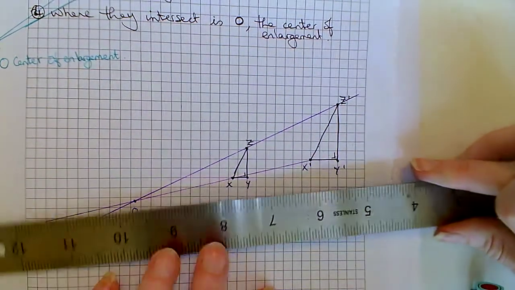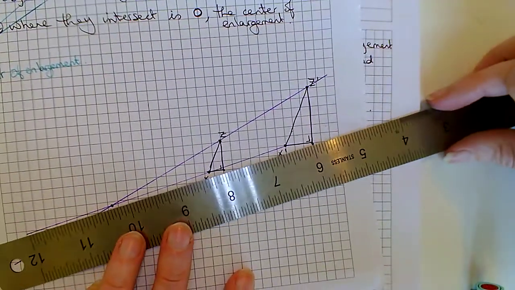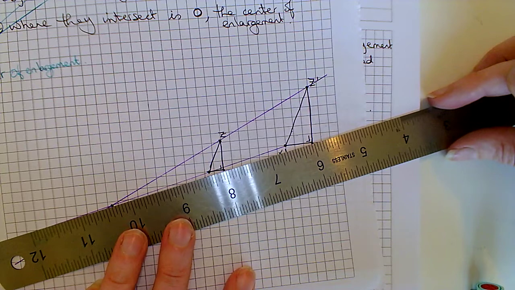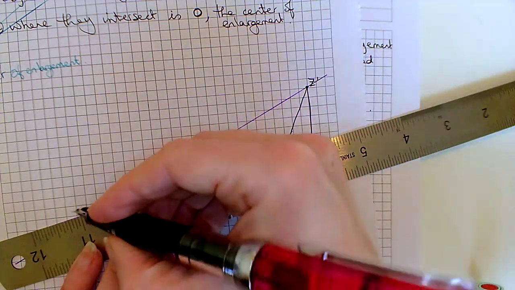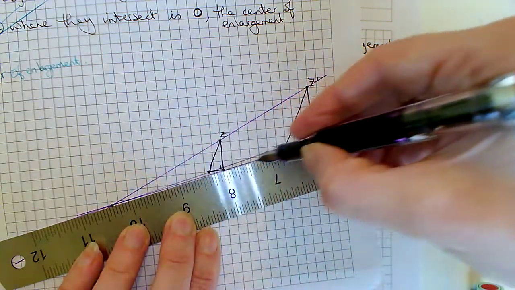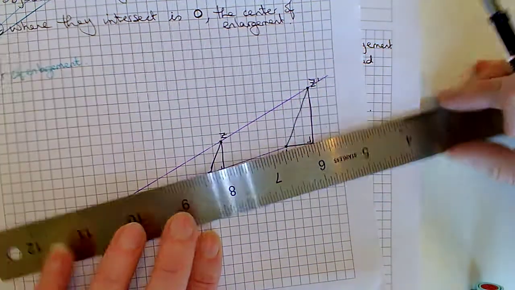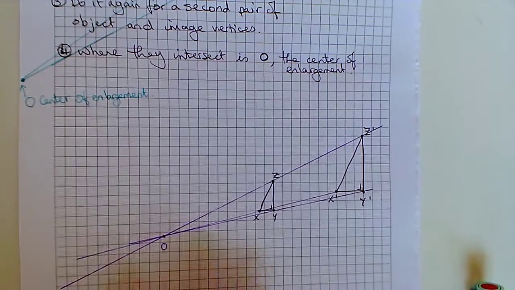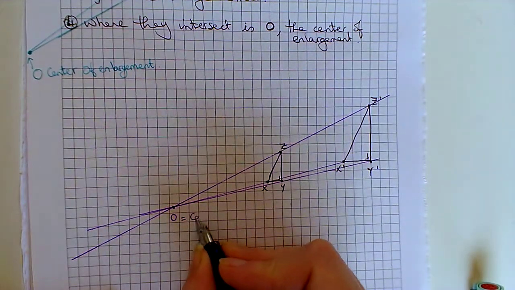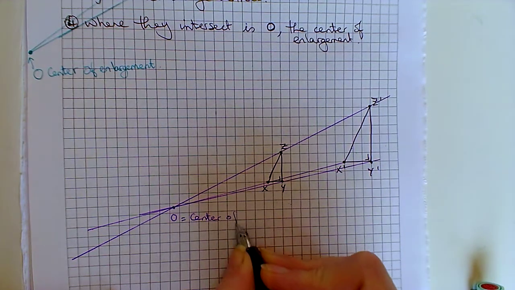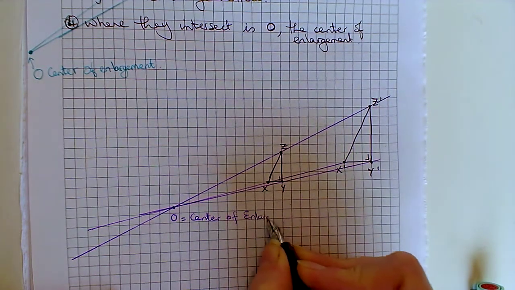And if I've done this correctly, when I do y to y prime, yeah, you can see there, it's ending up in exactly the same place. So there we go. The third one also matches up. So O is our center of enlargement.